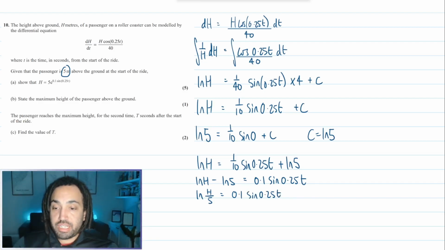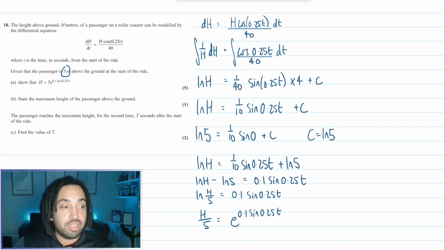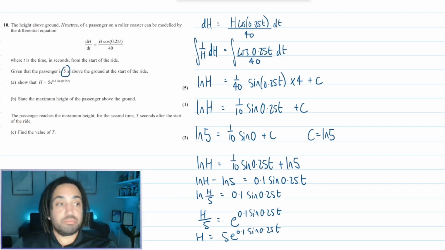And now we can raise to the power, e to the power of both sides, which cancels out the ln and leaves me with h over 5. And I get e 0.1 sine of 0.25t. And then all that's left to do is for me to multiply through by 5. And I think that is exactly what they have asked for. Yes, it is. Perfect.